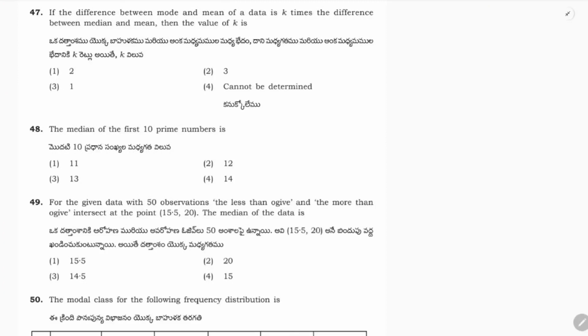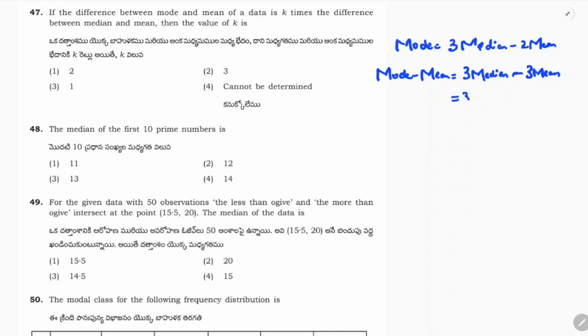If the difference between mode and mean of a data is k times the difference between median and mean. See, we know the formula: mode equals 3 median minus 2 mean. Now see, I want the difference, mode minus mean. So see here, it's minus 2 mean. So what I'll do, I'll subtract mean from both the sides. Minus 3 median. If I subtract mean here, here minus 3 mean. So if I take 3 common, 3 into median minus mean. So they want this only. Mode minus mean is k times. So in place of k, we have 3. So the correct option is 2.